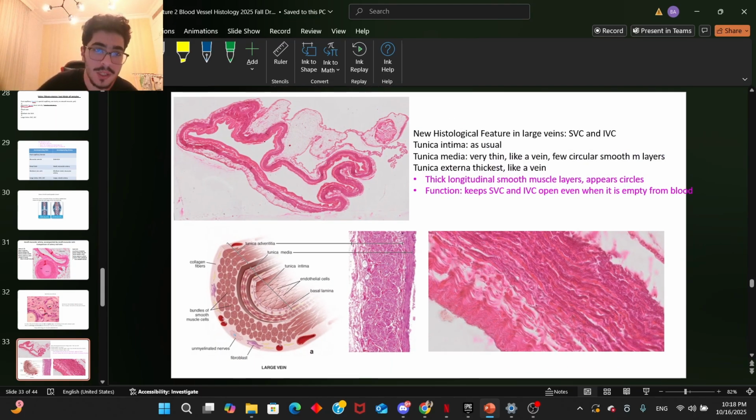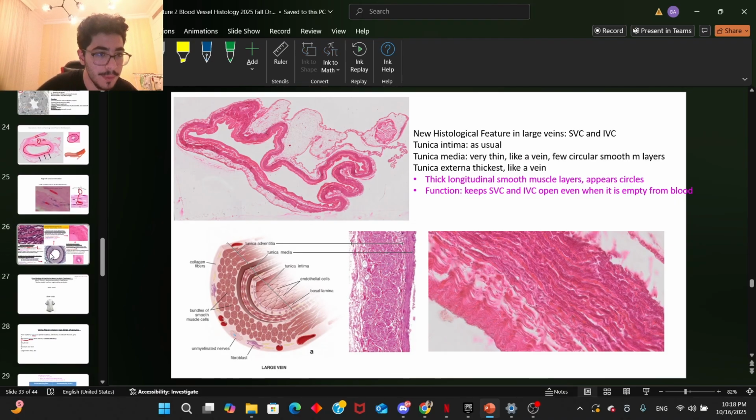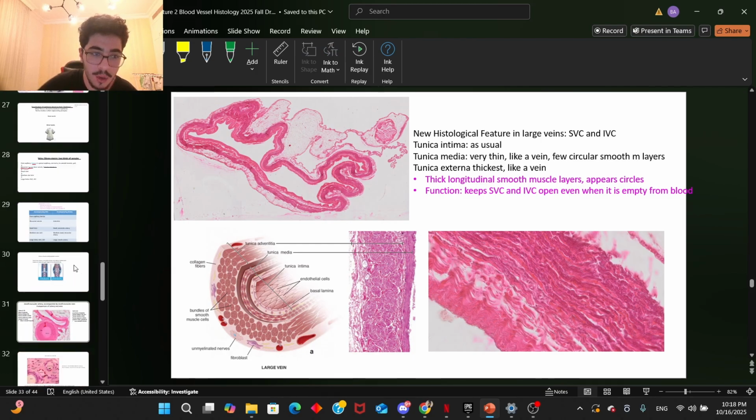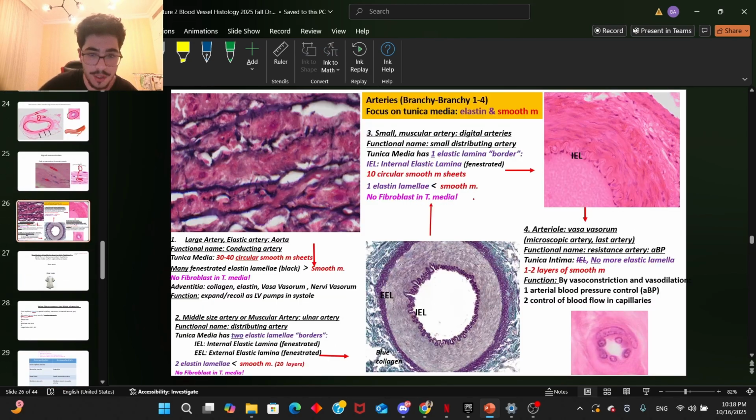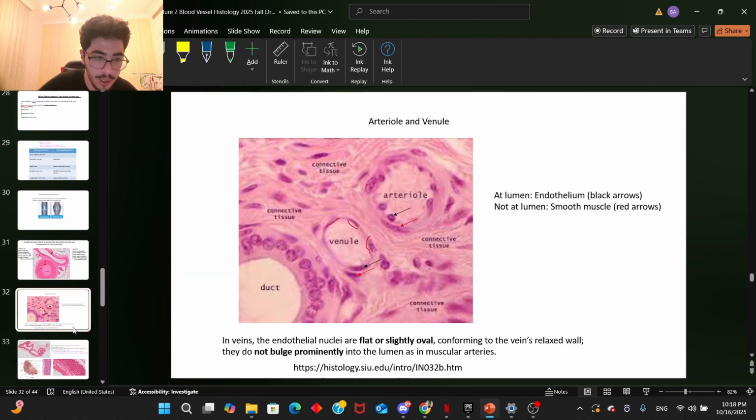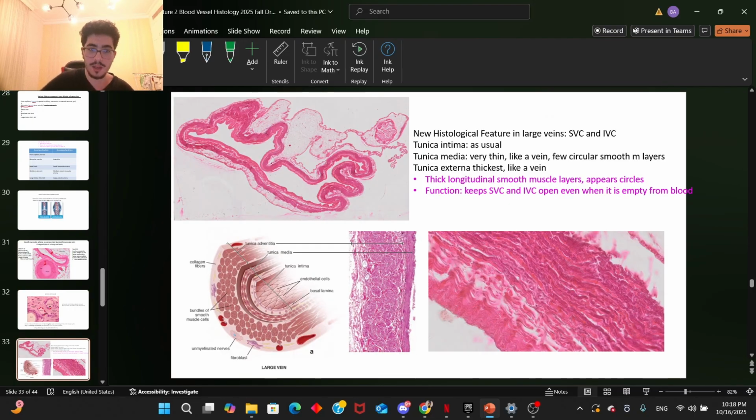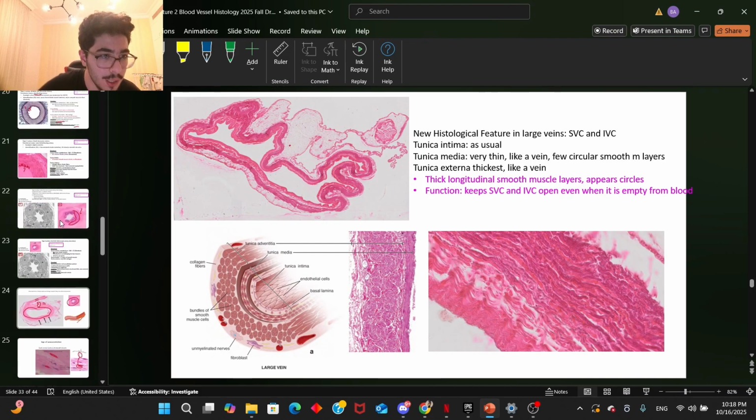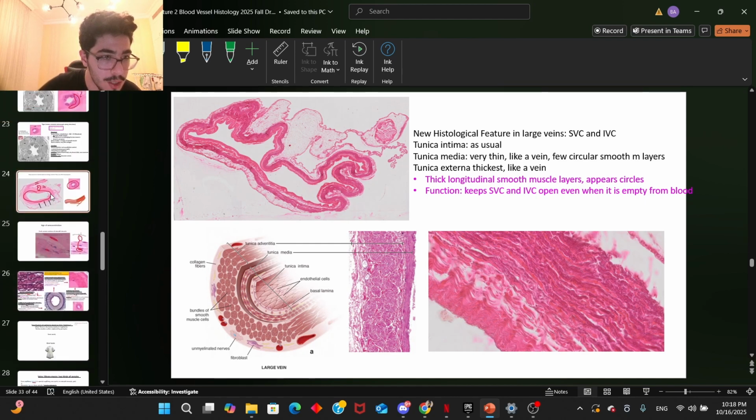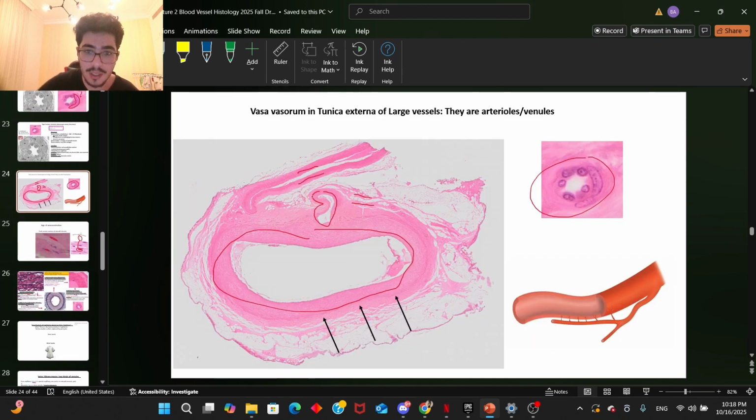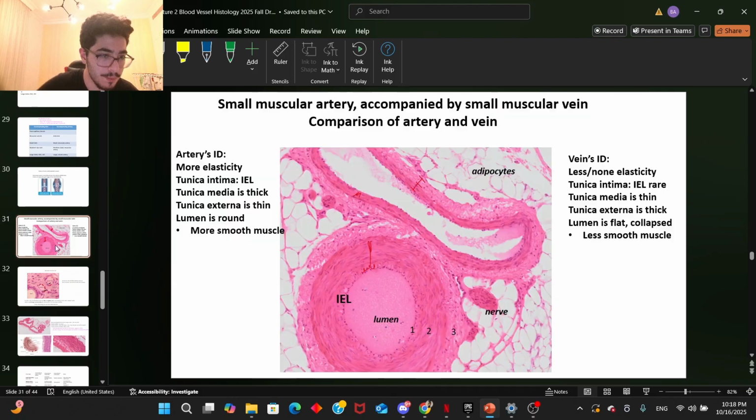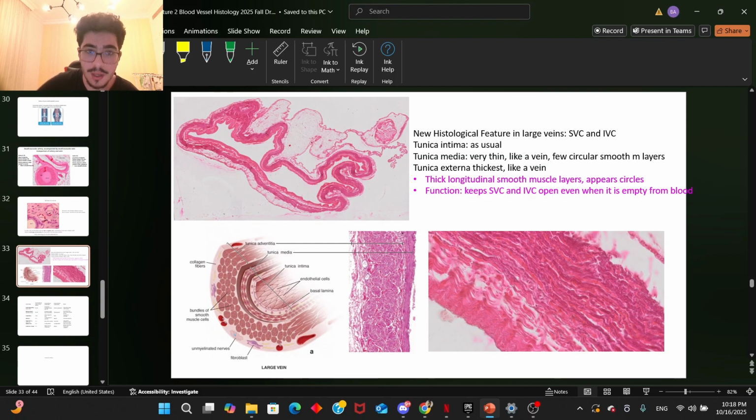Okay, and the most distinct thing, if you look at it in an overview, if we go back to here, like the aorta or anything else in the arteries, look, they're all circular. The lumens are circular. Look at this one right here. It's circular. It's not collapsed or anything. While this one is the superior vena cava, it's flattened, okay? And this is because of its thin smooth muscle layer.